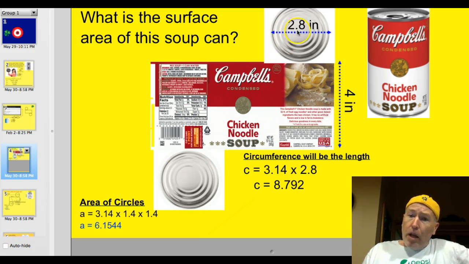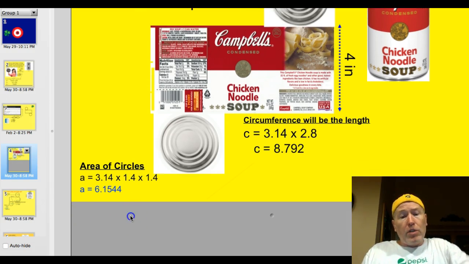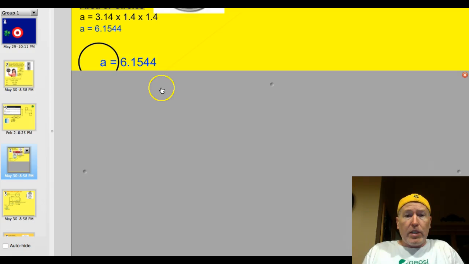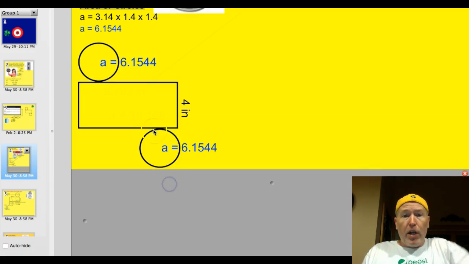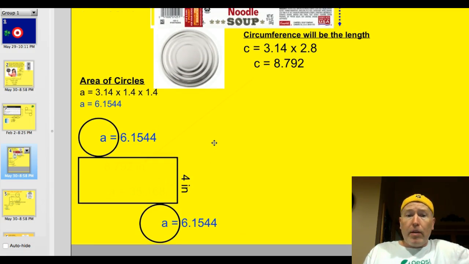So the radius is 1.4, it's half of the diameter. I pop that in, 3.14 times 1.4 times 1.4. Gotta square that radius. Gives me an area of 6.1544. So here's my little drawing. I always make one of these little guys when I'm finding the surface area. So I just plop that in. There's the area, and there's the area. I only got to find one more and add them all together.